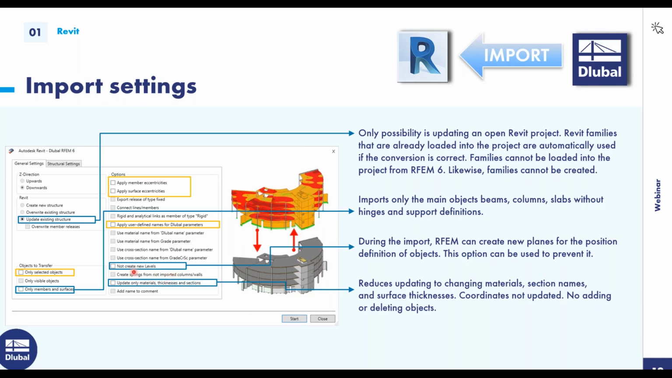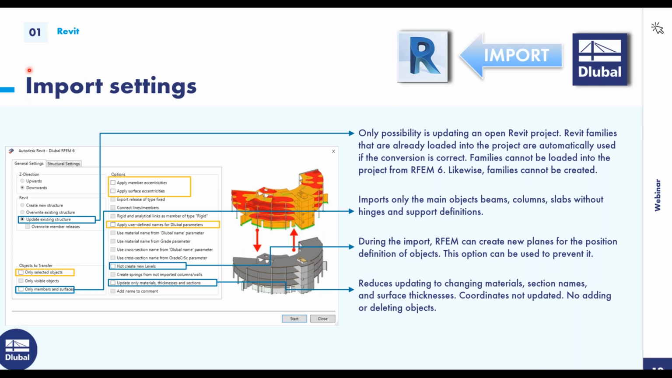And then we have some remaining options here, 2 of them. The first one is you can check on not to create new levels in Revit during the import. So that's available. And then also you can choose to only update materials, thicknesses, and sections. Sometimes this is a safer way of updating projects. So that is it regarding the theoretical point of view of the interface. Now I'd like to get a look at the actual interface itself.